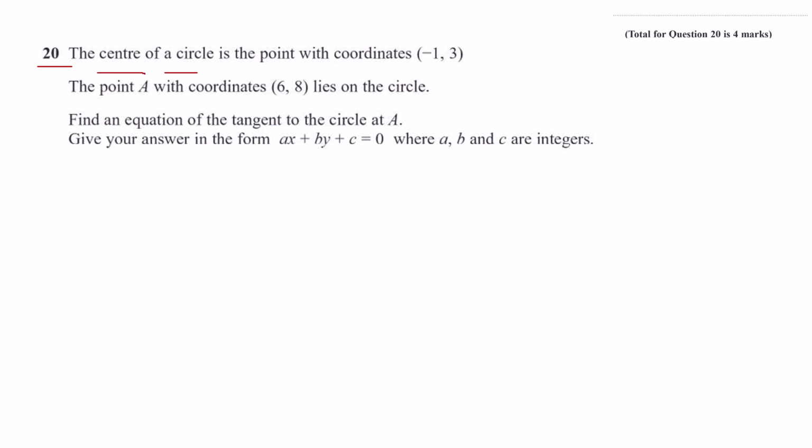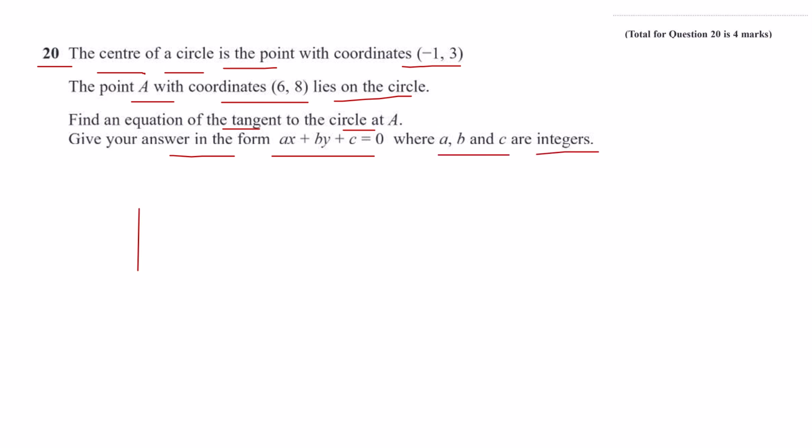The center of a circle is the point with coordinates (-1, 3). The point A, with coordinates (6, 8), lies on the circle. Find the equation of the tangent to the circle at A. Give your answer in the form ax plus by plus c equals 0, where a, b and c are whole numbers.